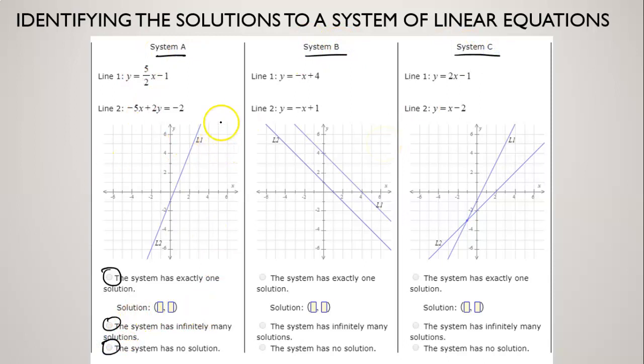For system A, you should have noticed that essentially what you have are two lines on top of each other, which means that at every point, so you should have chosen the system has infinitely many solutions. For system B, these lines are parallel, so that means that the system has no solution. For system C, these lines intersect at one point, so these have exactly one solution at (-1, -3). You can't just say one solution and stop. If there is a solution, you need to tell what it is. You need to include your point there.